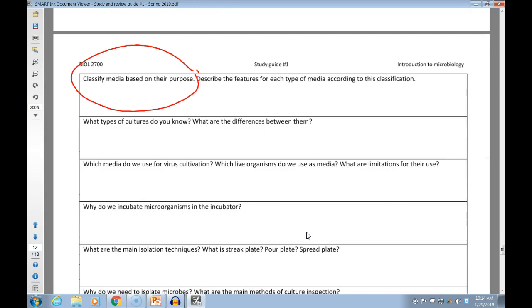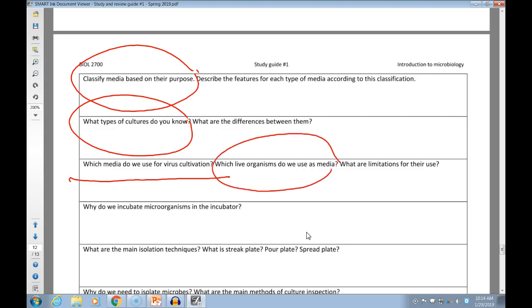Purpose: general, enriched, selective, differential. Again, description. Types of cultures: pure, mixed, contaminated. We use cells for virus cultivation. Which live organism? Look, I'm not going to ask you, can we use elephants? Yes, we can. It's too expensive, but we can use elephants to cultivate microorganisms. Basic limitations: it's expensive. They have to be free of any other pathogens.